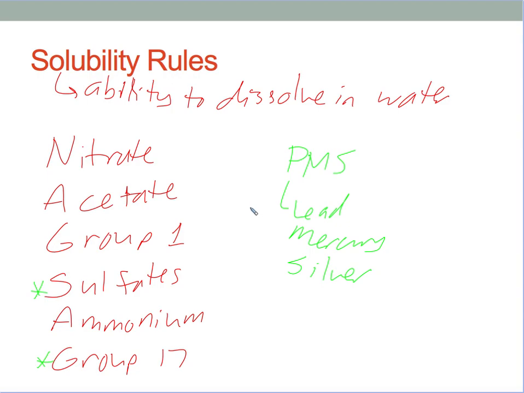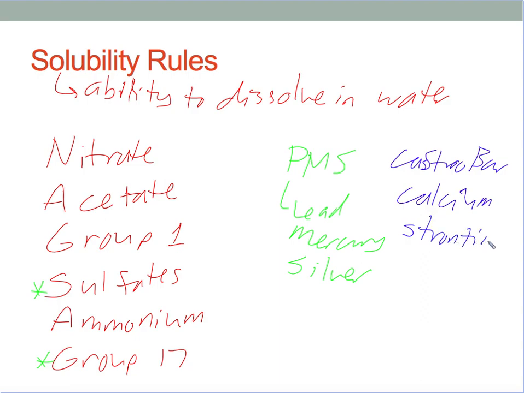They form a precipitate. Your other exception is Castro-Bear. This S should be capitalized. So Castro-Bear is calcium, strontium, and barium. Okay. These three, when they are bonded to your sulfates, they also become insoluble. And so we can find precipitates based on that.